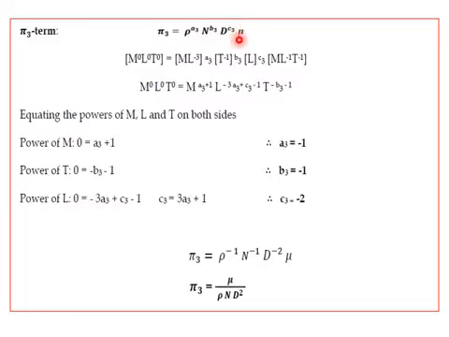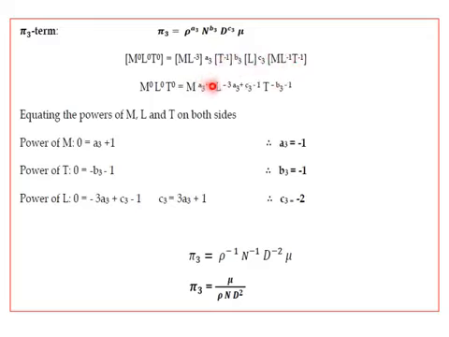Again, the non-repeating variable for the pi 3 is mu. The repeating variables are rho and D. So for mu, you know that it is M L minus 1 T minus 1, and then it is M to the power of a3 plus 1, L to the power of minus 3a3 plus c3 minus 1. Then for T it is minus b3 minus 1.